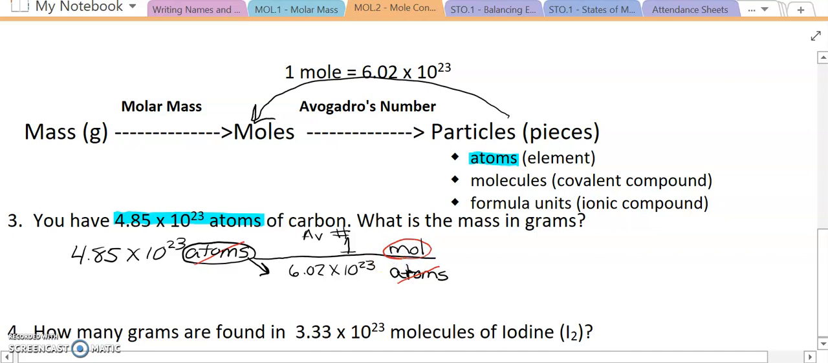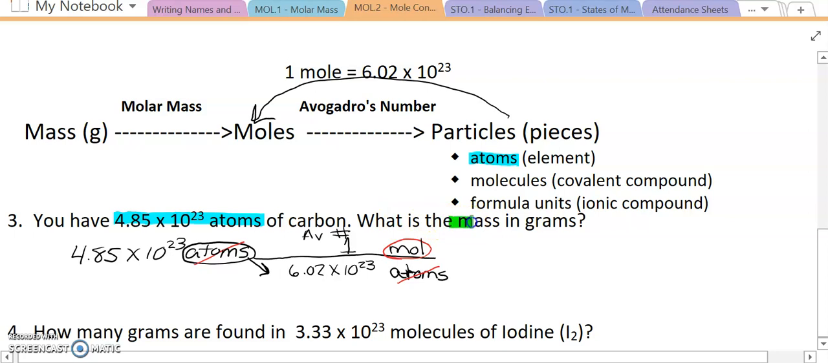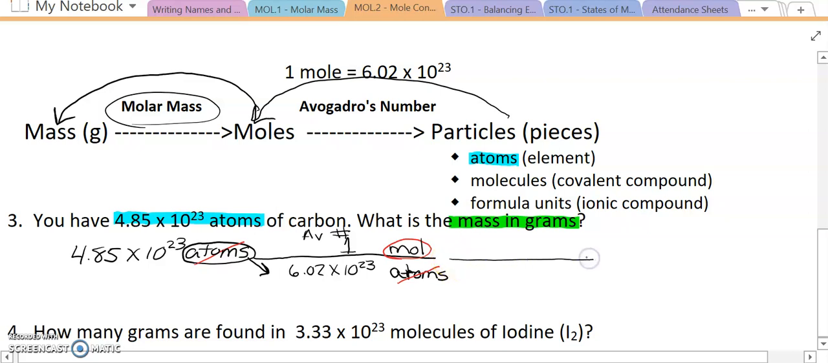But I've got to read my problem carefully because my problem is not asking me to go to moles. My problem is asking me to go to mass in grams. So moles is just kind of a stopping point. I need to go back, and I need to go now from moles to mass using my molar mass. So I can continue this problem on, just like the problems above. Moles are my unit now, and I don't want moles. And what am I trying to get to? Well, I'm trying to get to mass in grams.